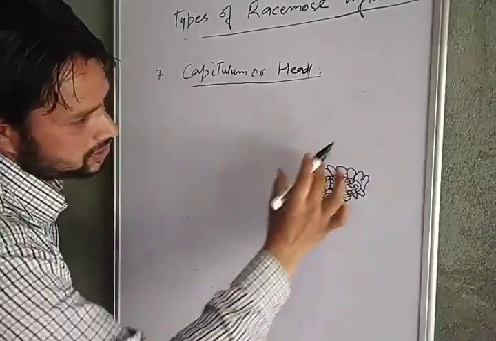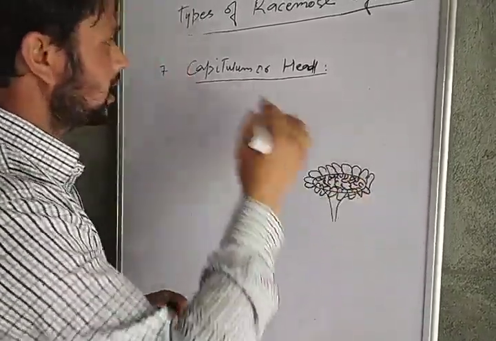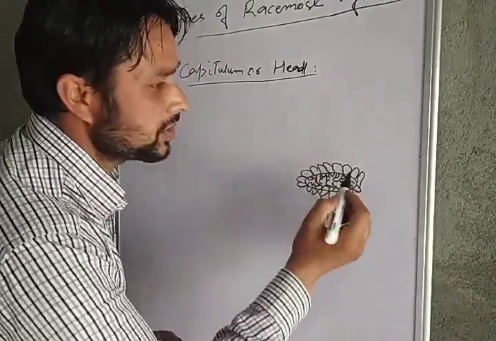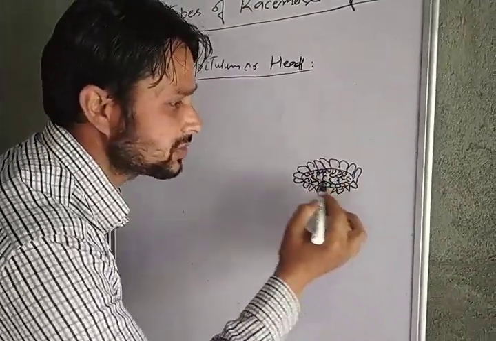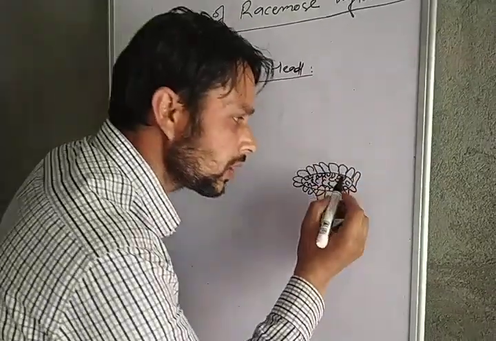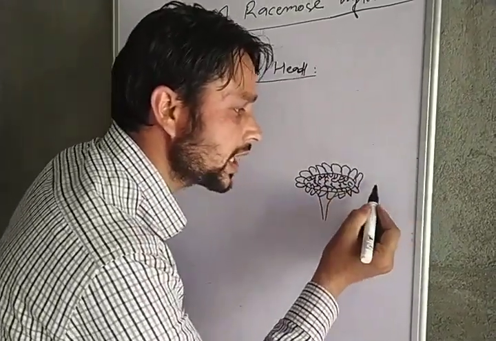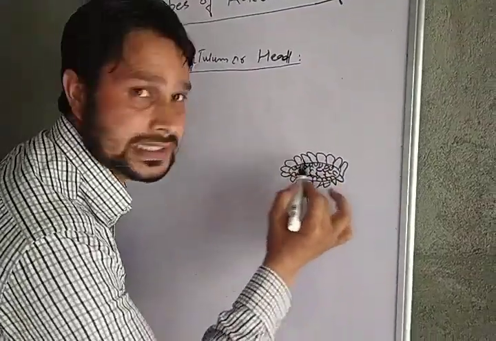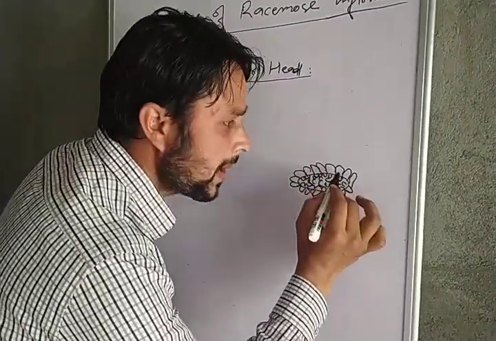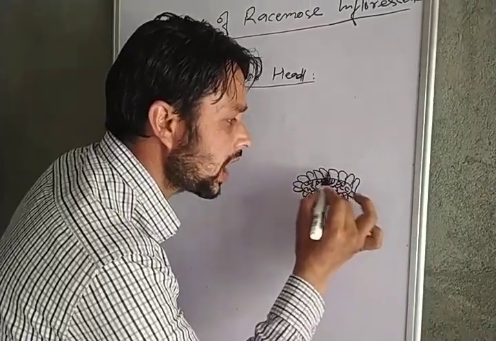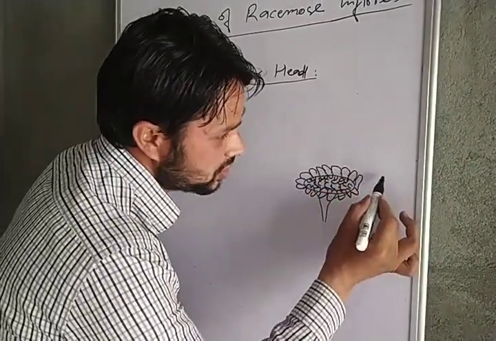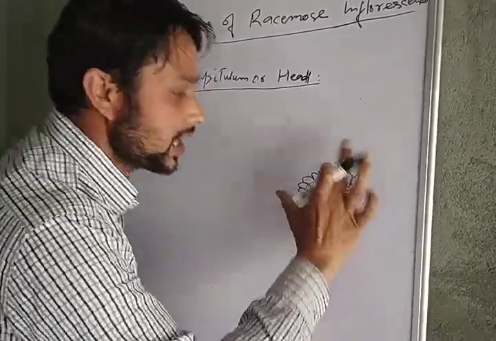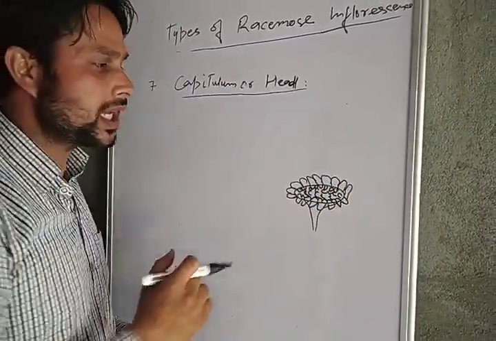These are all flowers. You can say that the peduncle remains saucer-shaped, and flowers arise from this peduncle, in which larger flowers remain towards the outside and smaller flowers remain inside. Okay, all the flowers are sessile, but the larger flowers remain outside, and small-sized flowers remain inside. This is known as head or capitulum type of inflorescence.